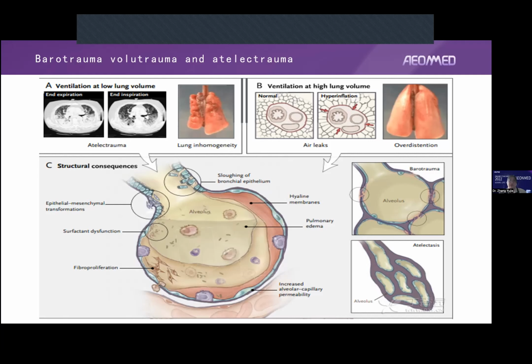First, when the lung is overventilated, barotrauma and volutrauma can cause the alveolar wall to break, just like the picture here. And if atelectasis happens, it can cause reduced surface area and a thickened membrane, just like this picture.